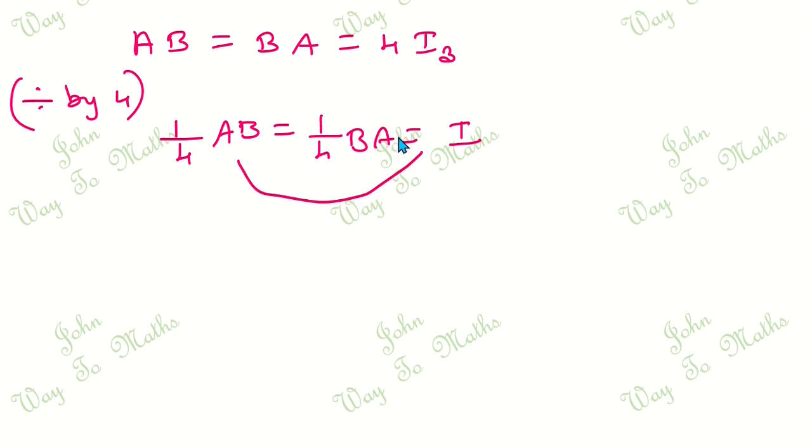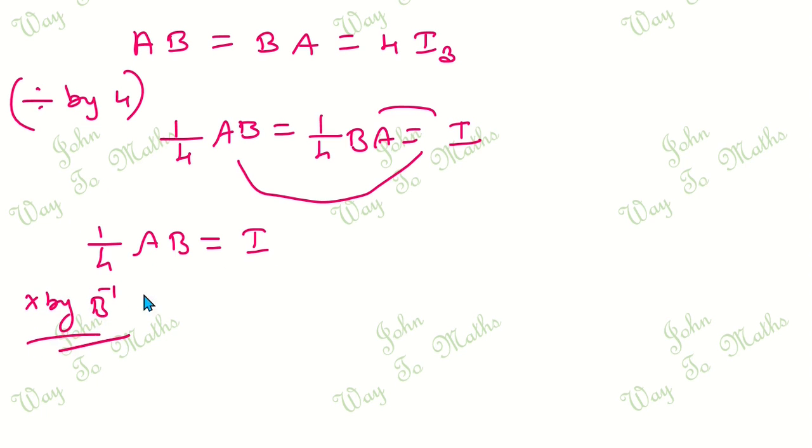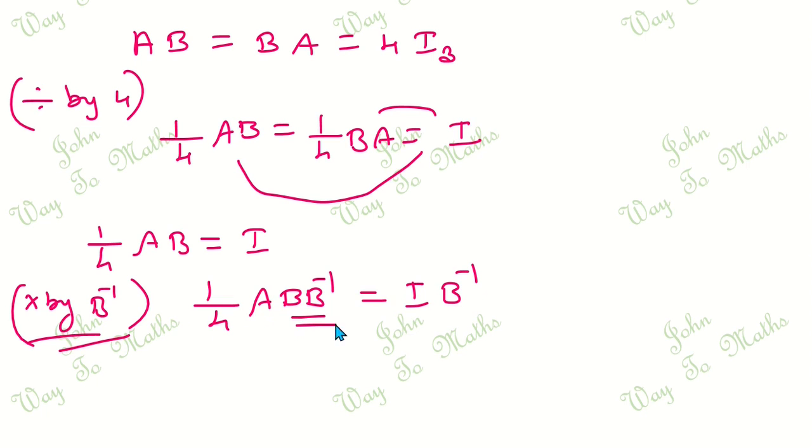Now I'm going to equate any one of these, so 1 by 4 of AB becomes the identity matrix. Here, post-multiply by B inverse, we get 1 by 4 of AB into B inverse, which is equal to the identity matrix into B inverse. So here I'm using the property that AB inverse is equal to the identity matrix, and also the identity matrix multiplied by any matrix gives the original matrix, so we get B inverse.